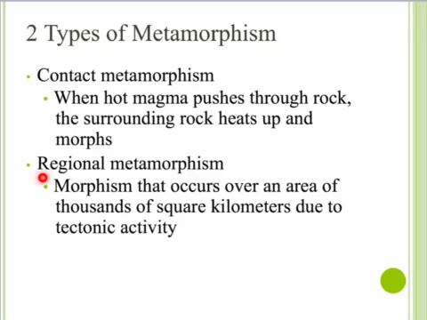The second type is regional metamorphism. This metamorphism occurs over thousands of square kilometers due to tectonic activity. An example would be two tectonic plates colliding. This could form a whole mountain range. The whole mountain range would be part of the regional metamorphism.